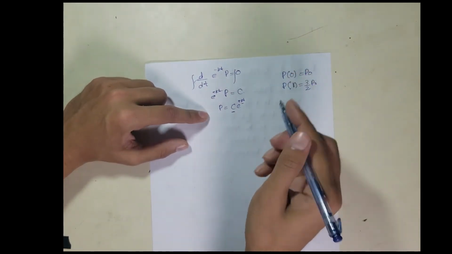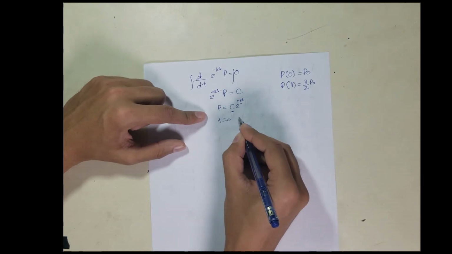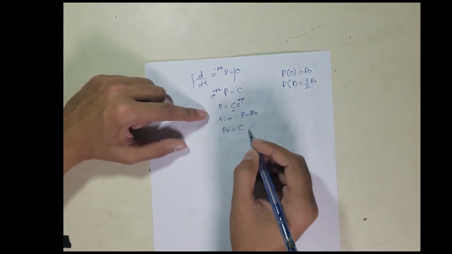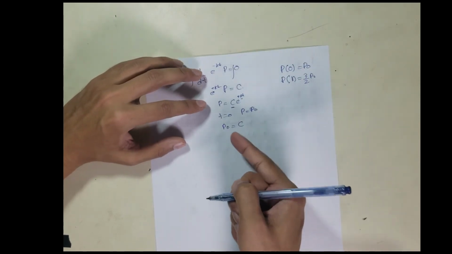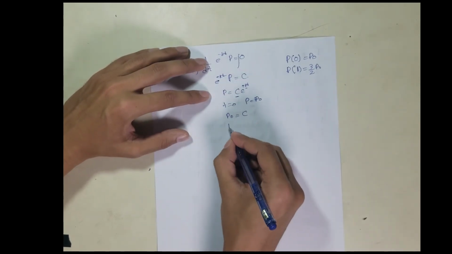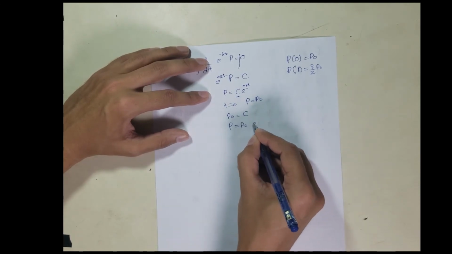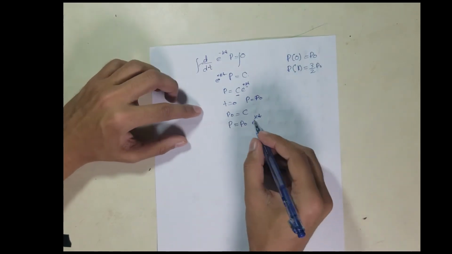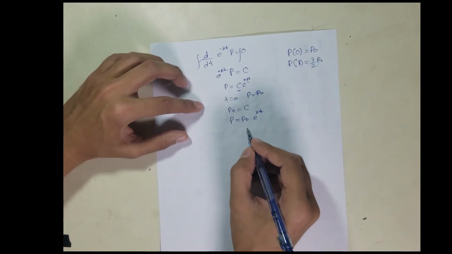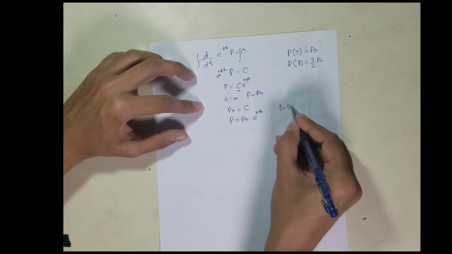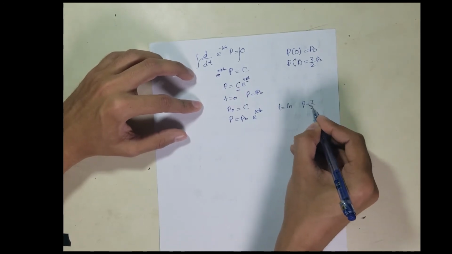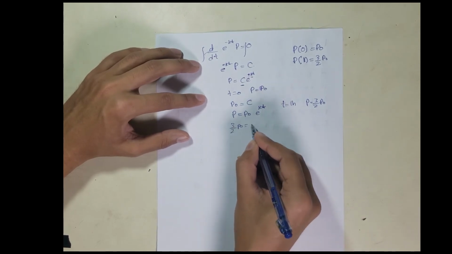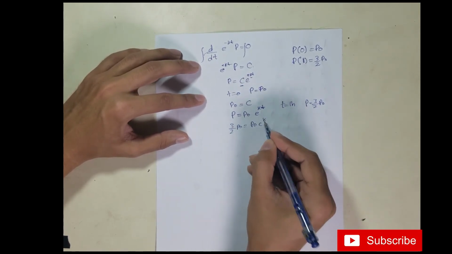So putting the first condition, at t equal to 0, P is equal to P naught, so P naught is equal to c. Now we know the value of c, putting it in our equation, we get P naught e raised to the power kt. Now putting the other condition, which will give the value of k, at t equal to 1 hour, P is equal to 3 by 2 P naught. So 3 by 2 P naught is equal to P naught e raised to the power k.